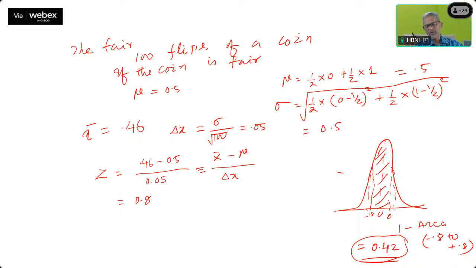So that means we have set a condition that the null hypothesis you can only reject if your probability is 5% or less. But here we are getting 42% of times you can get a value of 0.8 or more. So there is no reason you can reject the null hypothesis. The null hypothesis says that the coin is fair, so your null hypothesis is valid.